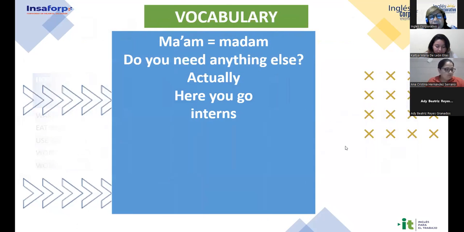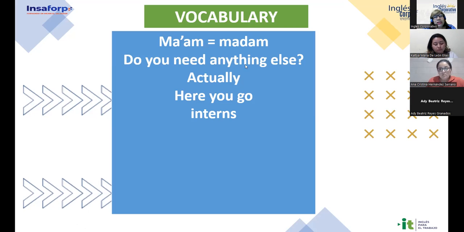Okay, now the vocabulary for this class is this. We have a few words. We have ma'am. This is very common: people who speak English call women ma'am, short for madam. At the beginning I thought they were saying mama, but no, it's not mama, right? It's ma'am, the short form.